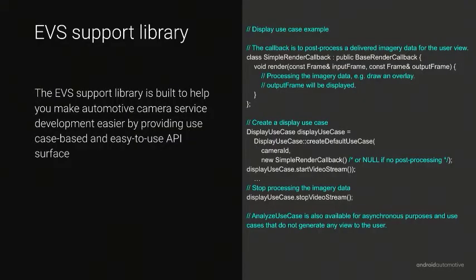And we have one more thing. When we analyzed the automotive camera use cases, we found common patterns, and therefore would like to introduce the support library that helps you make the camera service easier by providing a use case-based, easy-to-use API surface. For example, you can create the camera preview application simply by creating the display use case and requesting to start the video stream.